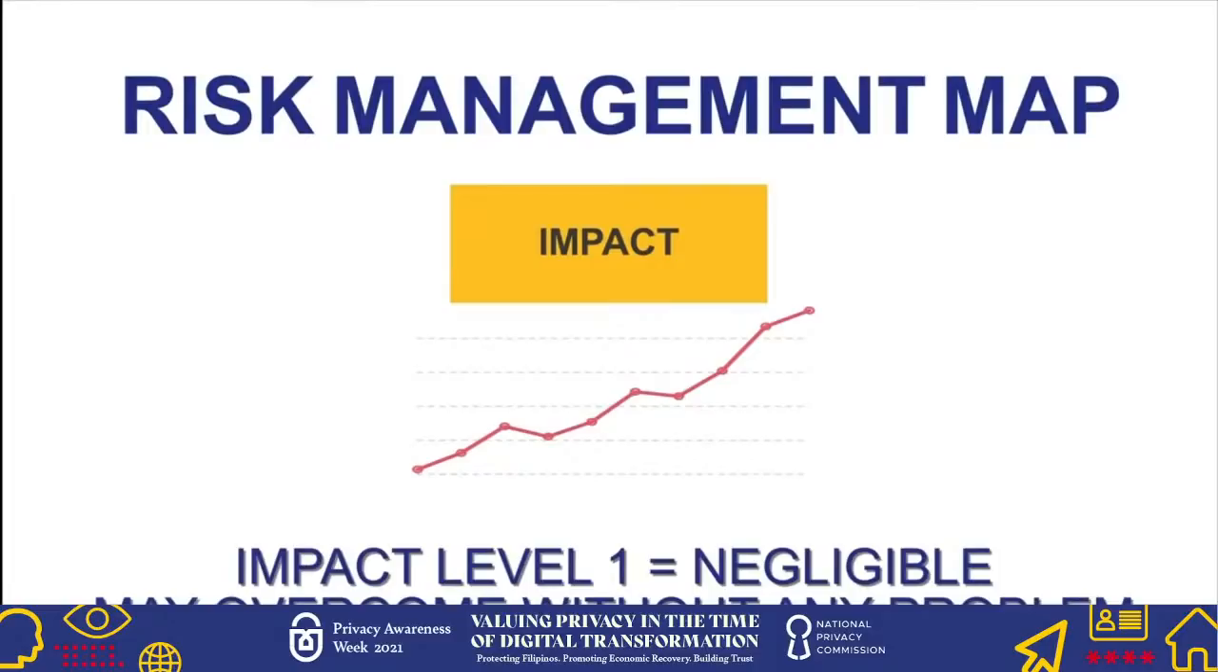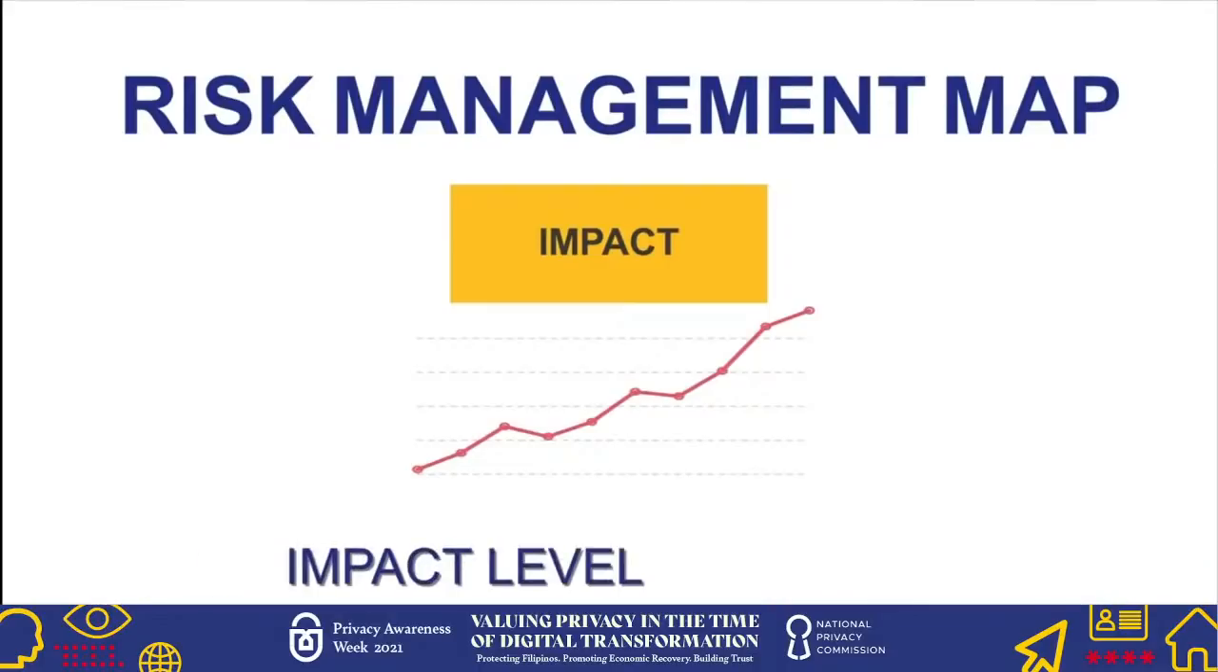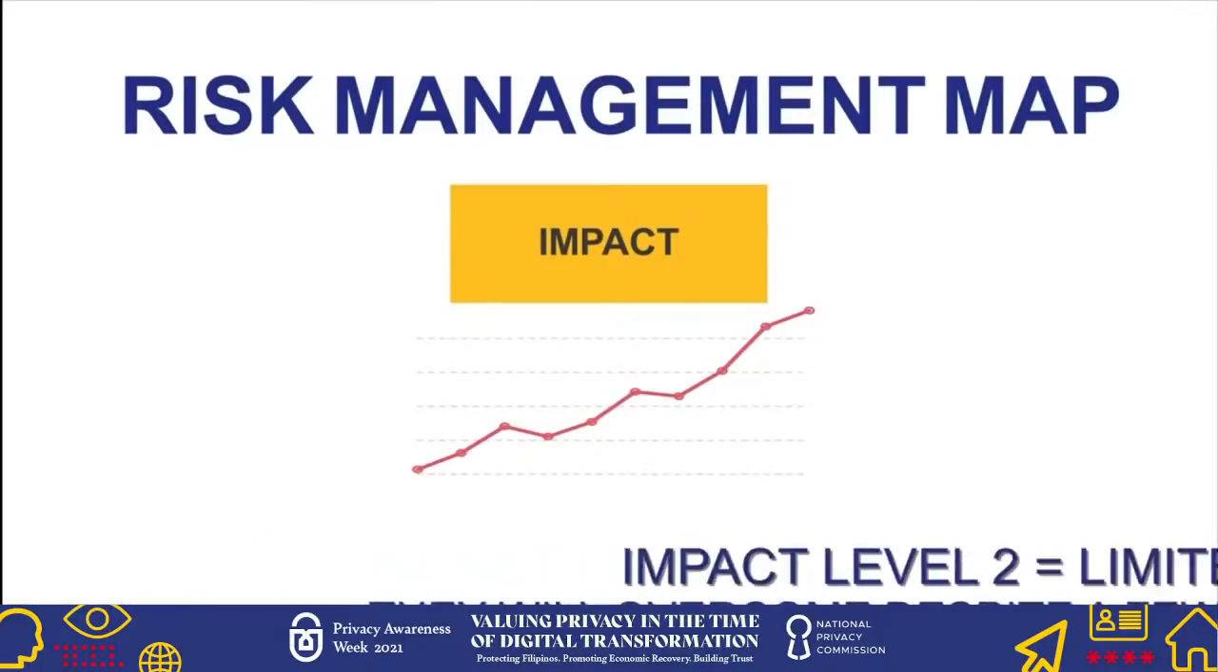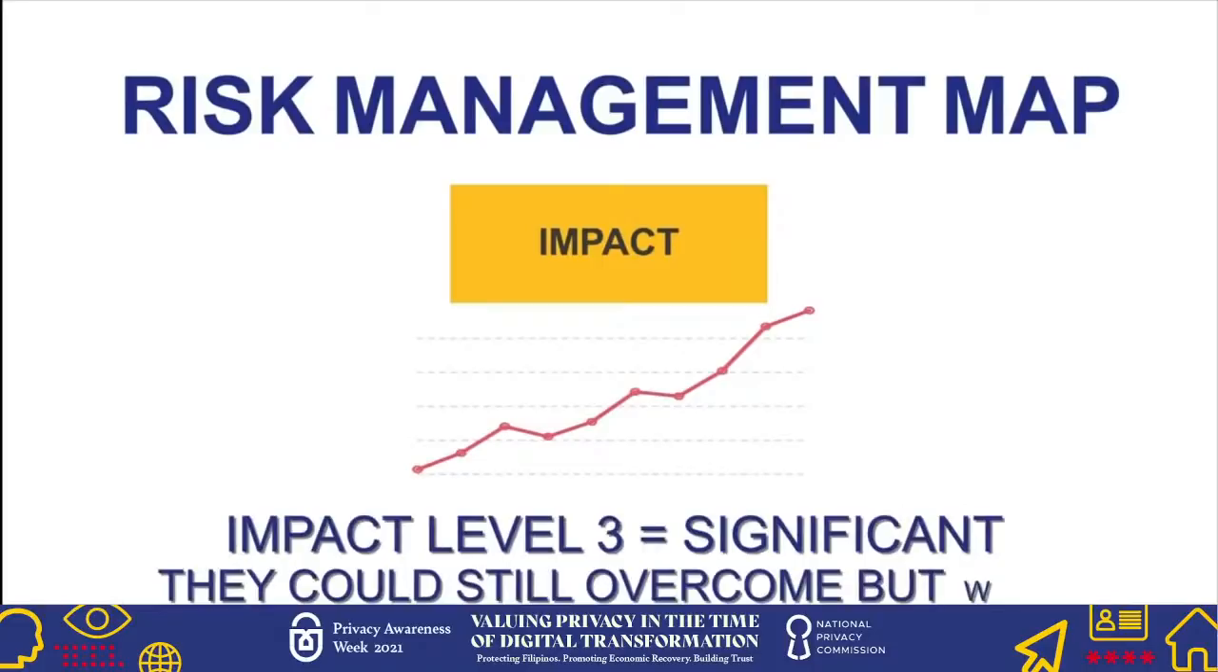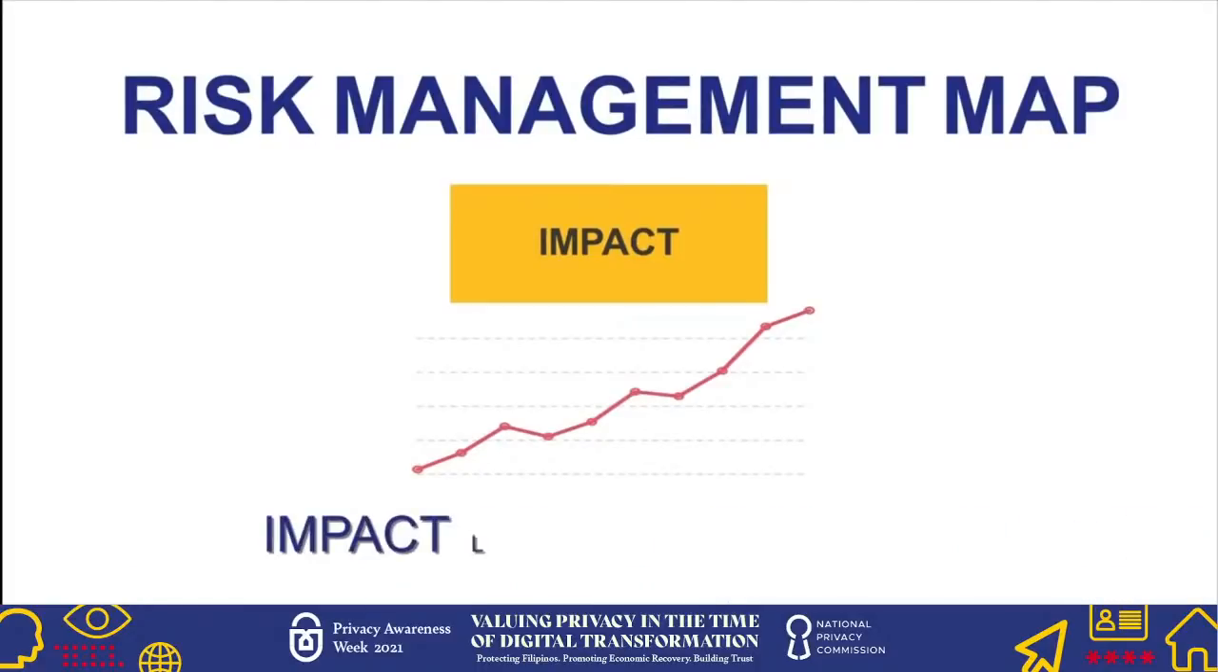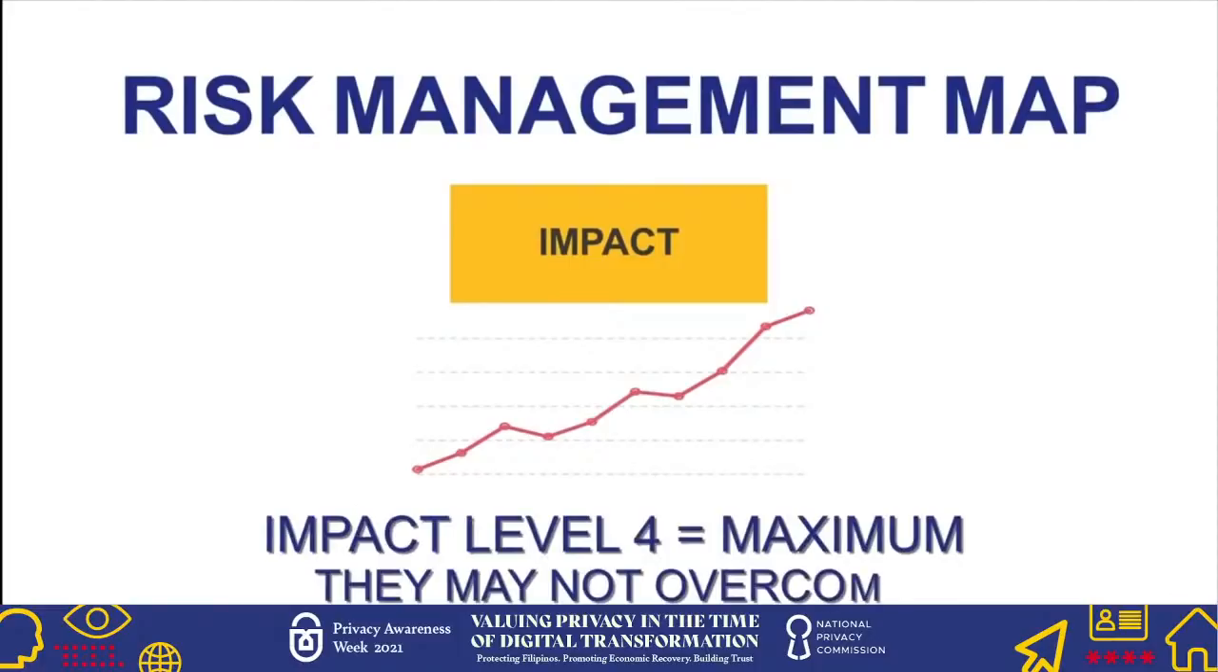It means that the data subjects will either not be affected or may encounter a few inconveniences which they may overcome without any problem. Level 2 means the data subject may encounter significant inconveniences which they will be able to overcome despite a few difficulties. Level 3, which is significant, means the data subject may encounter significant inconveniences which they could still overcome but with serious difficulties. Level 4, maximum, means the data subject may encounter significant inconveniences or even irreversible consequences that they may not overcome.